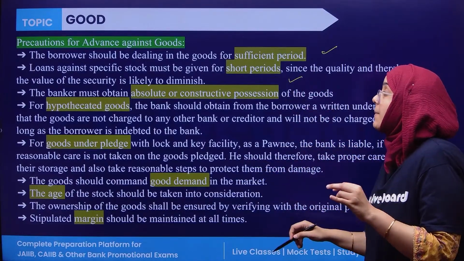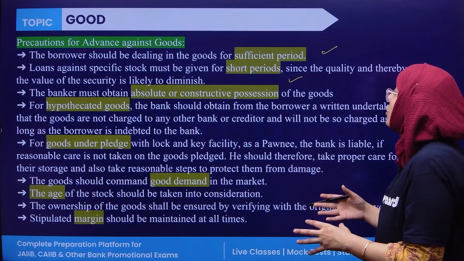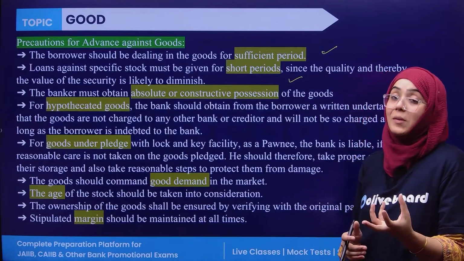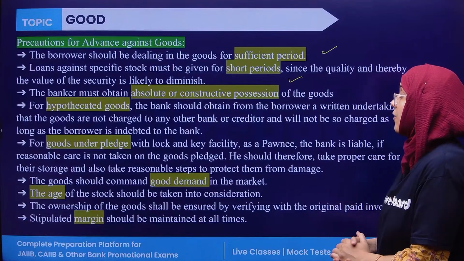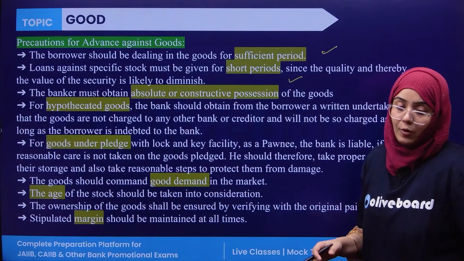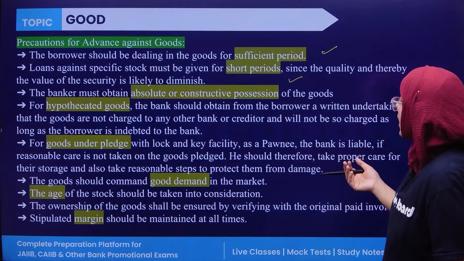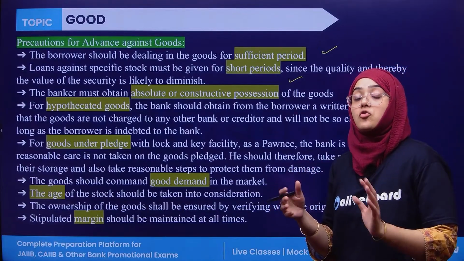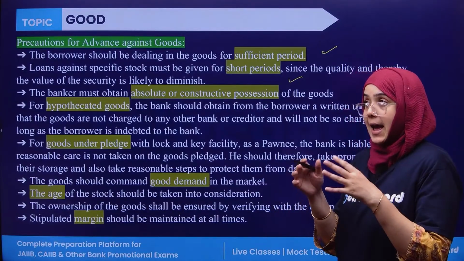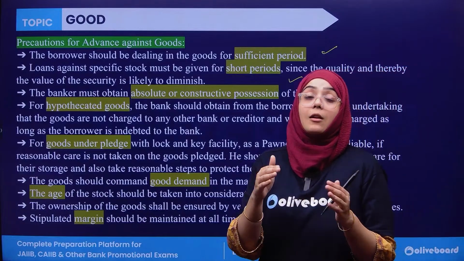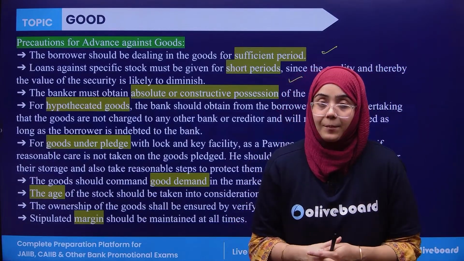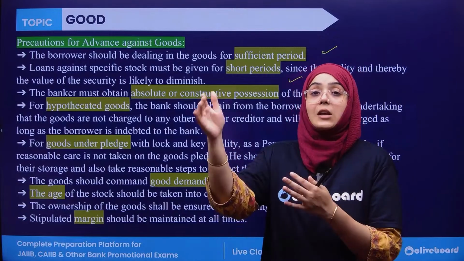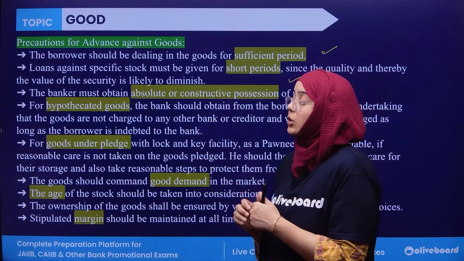Okay, the banker must obtain absolute or constructive possession of the good. So you can take absolute possession of the good or constructive. For example, with a hypothecated good, the possession of the good is actually not transferred to the bank. So in hypothecation, if the borrower defaults, first you have to take the possession of the good and then you can sell it in the market.